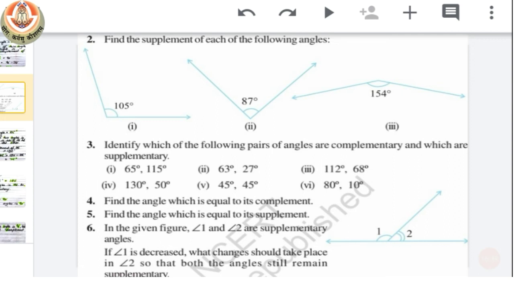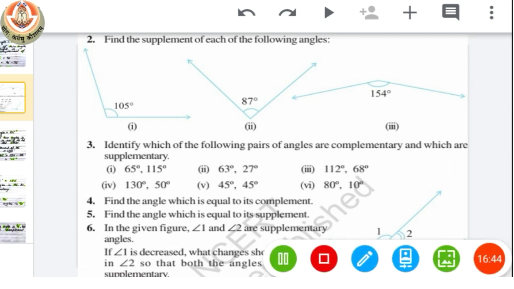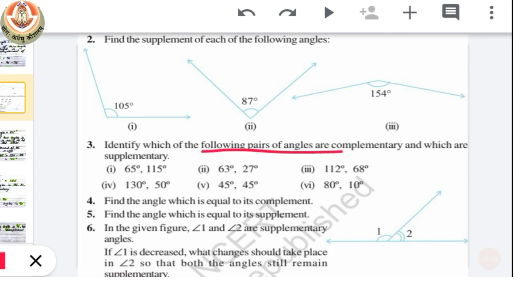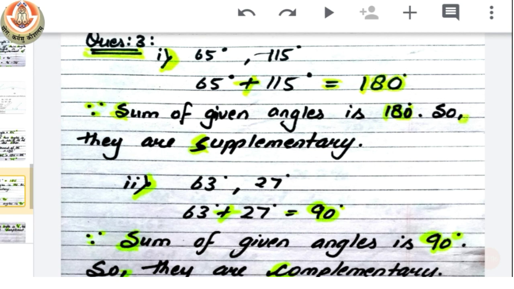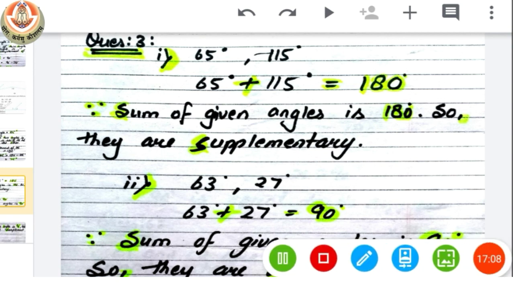Now the third question is, identify which of the following pairs of angles are complementary and which are supplementary. For this we just have to add them. Those whose sum is 90 are complementary angles, and those whose sum is 180 are supplementary angles. So here you can see how we can do it. We just have to add them.